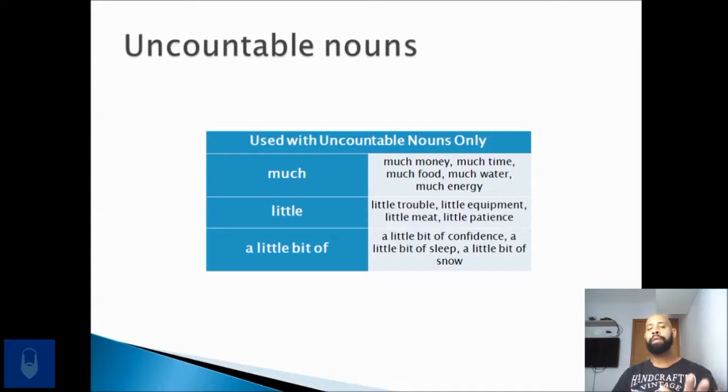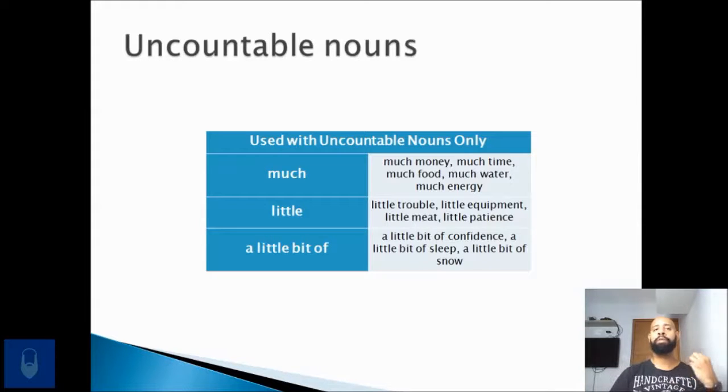Continuing. Here we have some words we use only with uncountable nouns. Do mesmo jeito que nós tínhamos algumas palavras que nós só utilizávamos com palavras contáveis, com countable nouns, aqui nós temos alguns exemplos de palavras que a gente usa somente com uncountable nouns, ou seja, substantivos incontáveis. Much, little and a little bit of. Então, muito, pouco, ou um pouquinho de, para a gente usar junto com uncountable noun. Então nós temos much money, much time, much food, much energy, little trouble, little patience, a little bit of confidence, or a little bit of snow. Então, essas palavras aqui nós utilizamos somente com uncountable nouns, ok?